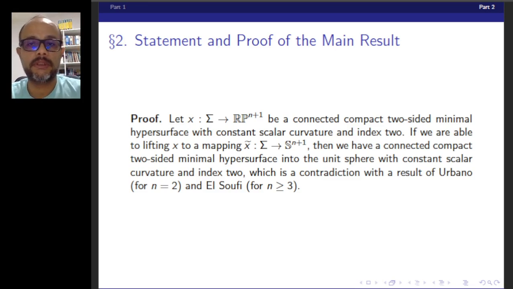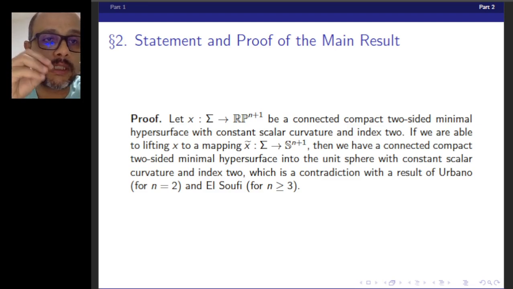The proof is more or less simple, because what we have to do is to use a special test function to get one new direction where the stability condition, the index will be nice. Okay, let's do it.